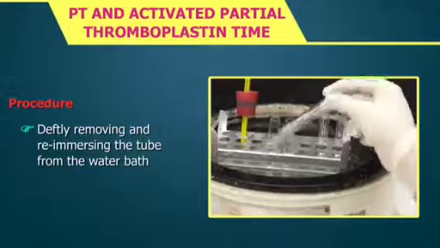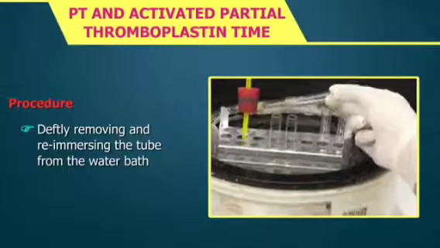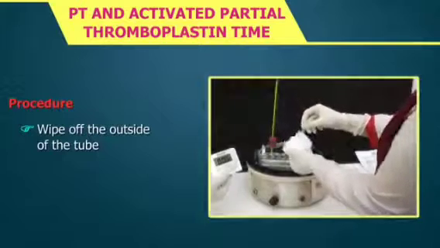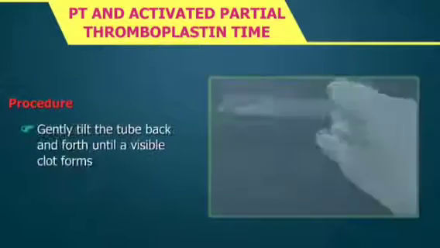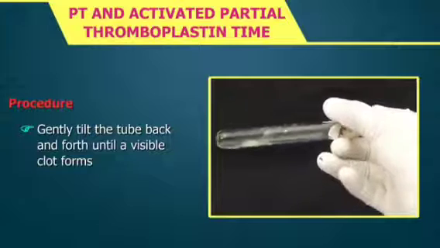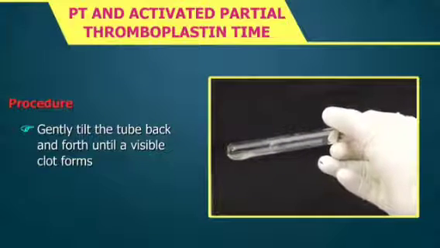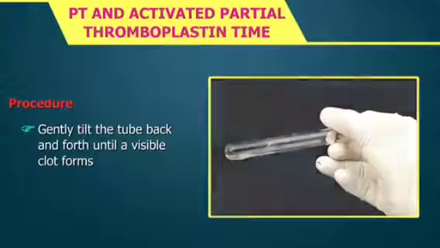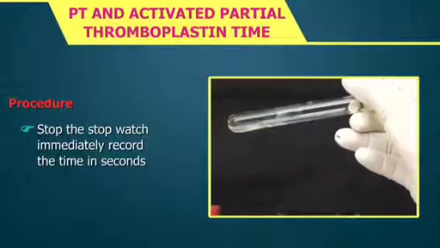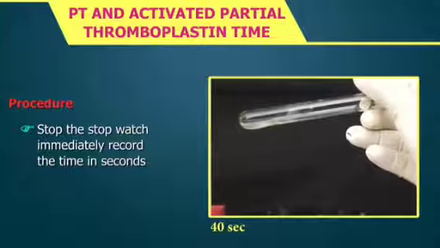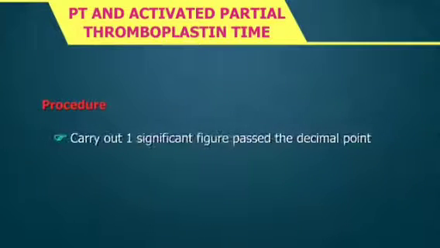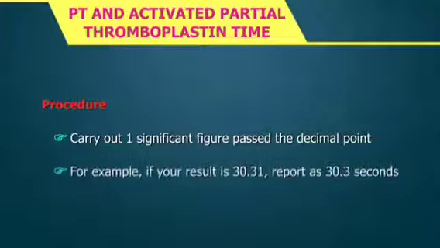Remove and re-immerse the tube in the water bath. Wipe off the outside of the tube. Gently tilt the tube back and forth until a visible clot forms. 8. Stop the stopwatch immediately and record the time in seconds. Carry out one significant figure past the decimal point. For example, if your result is 30.31, report as 30.3 seconds.